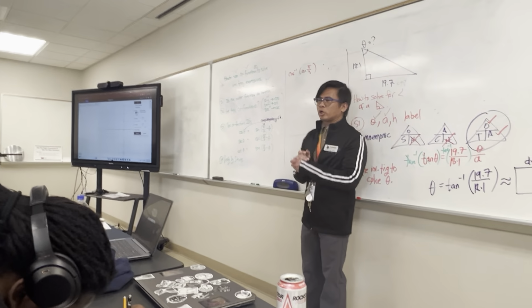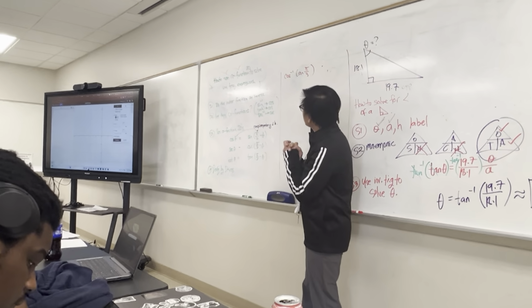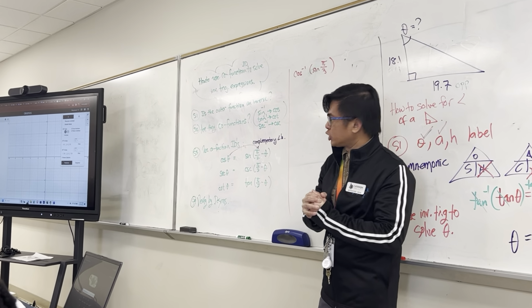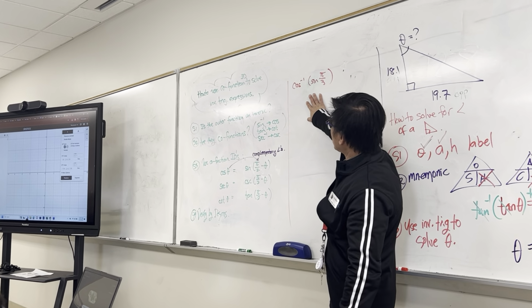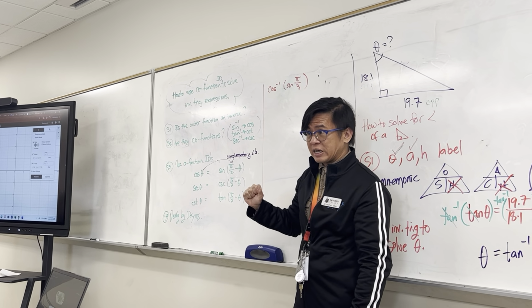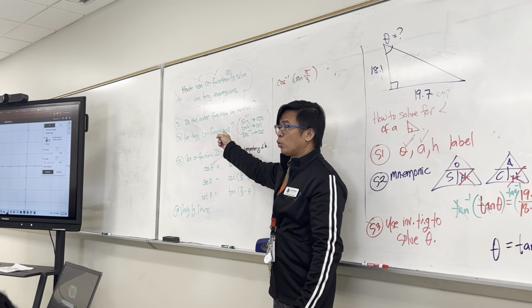How to use what we call co-function identities to solve for inverse trigonometric expressions, okay? So we are going to solve the following. What's cosine inverse of sine pi over 3? Okay? Let's read our step number 1.